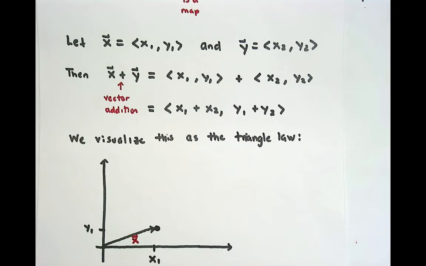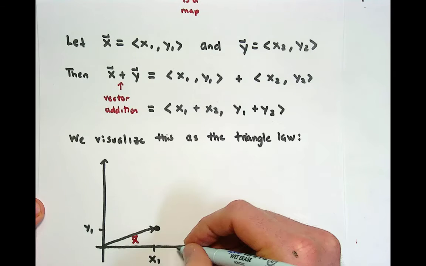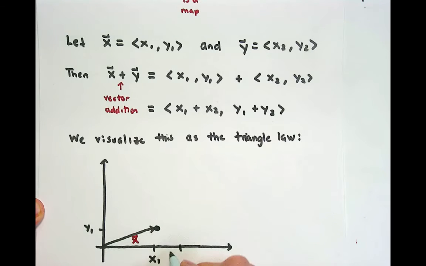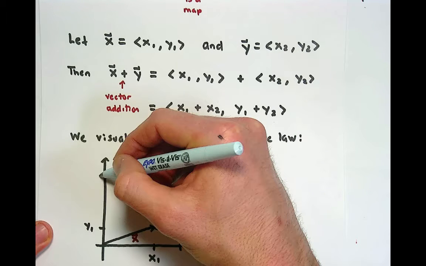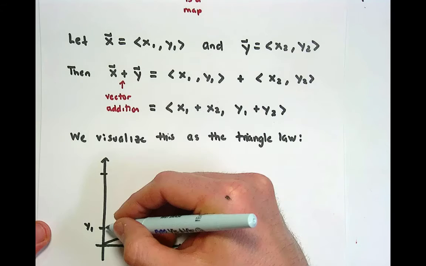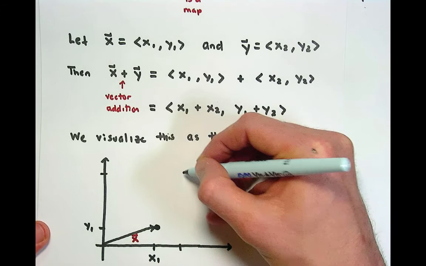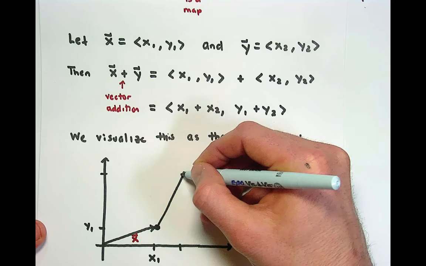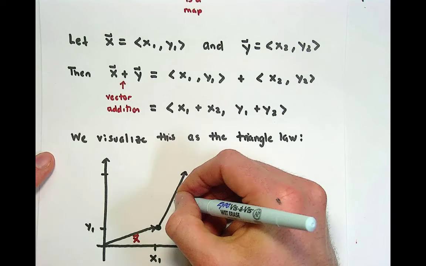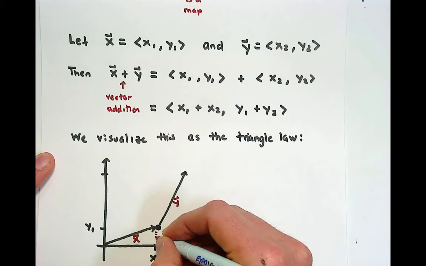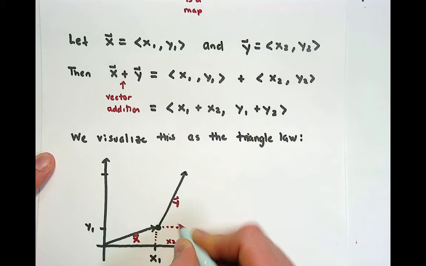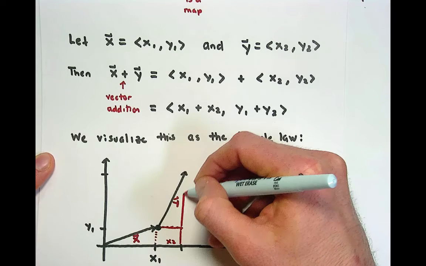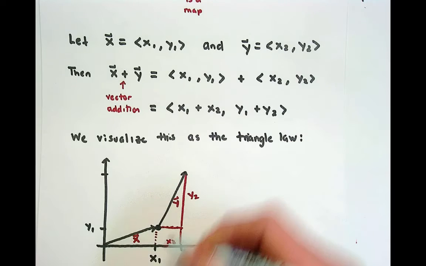So here's my vector x. All right. Next thing we're going to do is go x2 units along this way and y2 units along this way. This will be my vector y. Okay. So notice this distance right here was x2. And then this distance right here was y2.